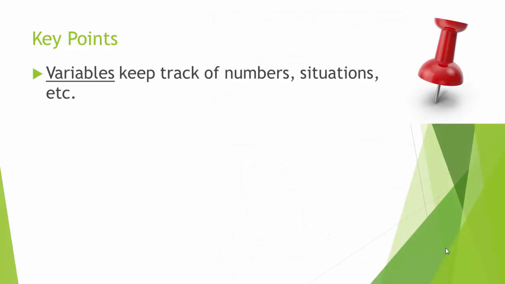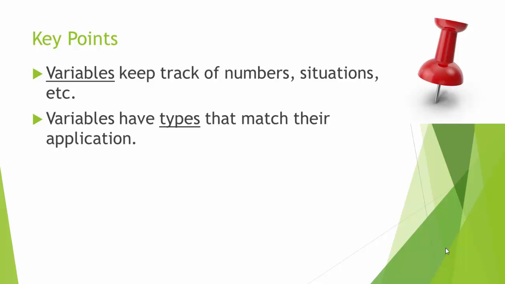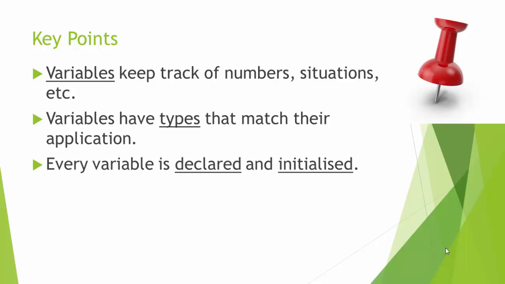Key points from today then. Variables keep track of numbers, situations, these kinds of things. They're buckets to keep our stuff in, to keep our information in. We have to have specific types of variables that match the application. And in order to be able to use these variables, we have to declare them and initialize them at the beginning of the code.